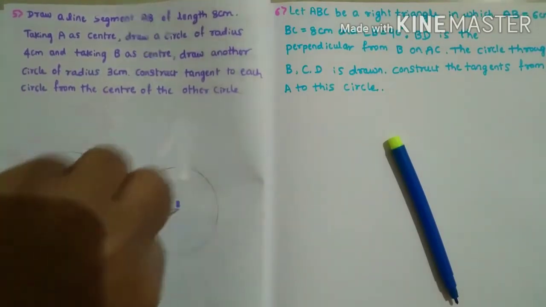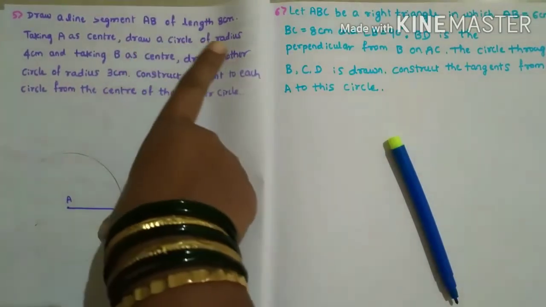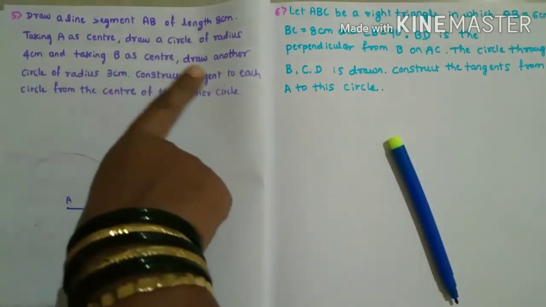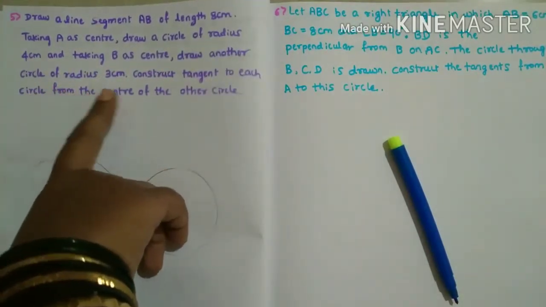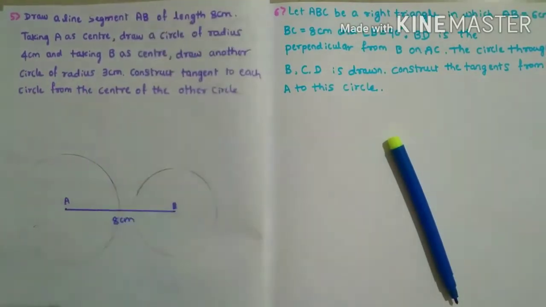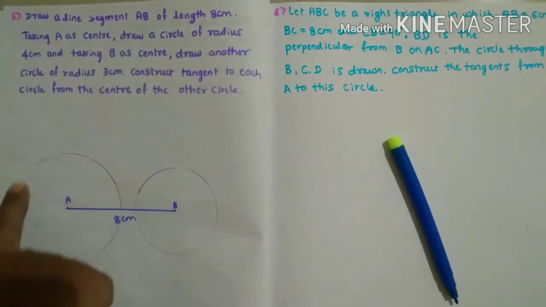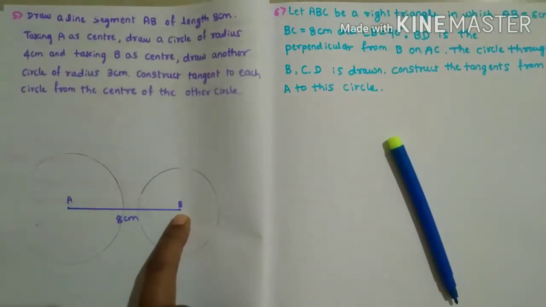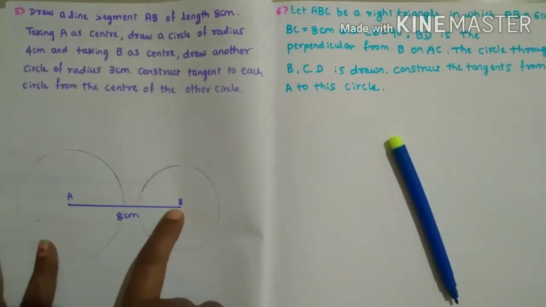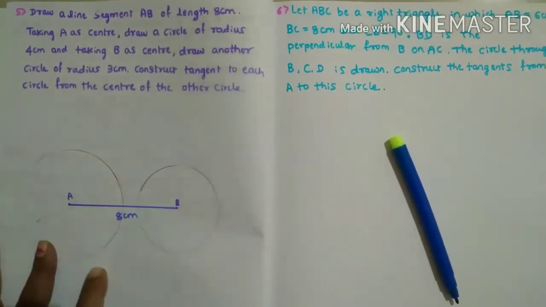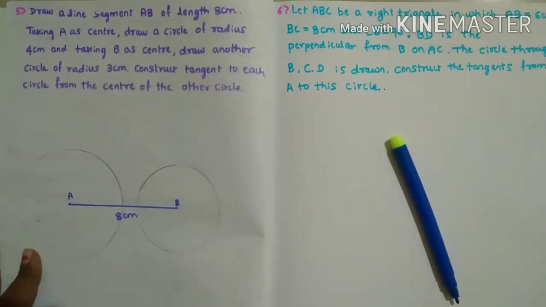Now, what they told: construct a tangent to each circle from the center of the other circle. Means you should draw the tangent to the circle from the point B, and for this circle from the point A. From this point like this and from this point like this we should draw the tangents.